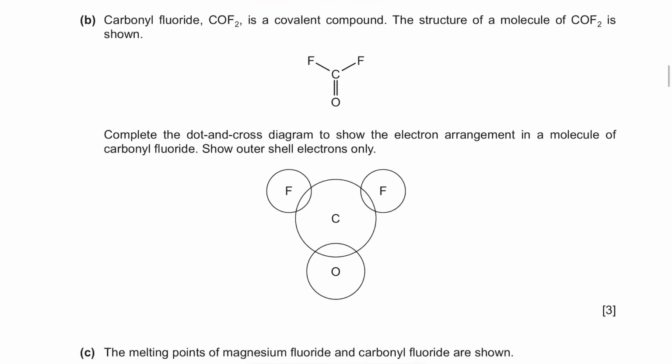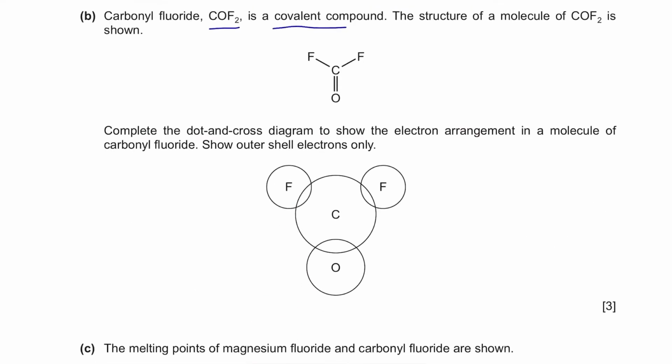Part B. Carbonyl fluoride, COF2, is a covalent compound. The structure of a molecule of COF2 is shown. Complete the dot and cross diagram to show the electron arrangement in a molecule of carbonyl fluoride. Show outer shell electrons only. Okay, this is kind of easy.